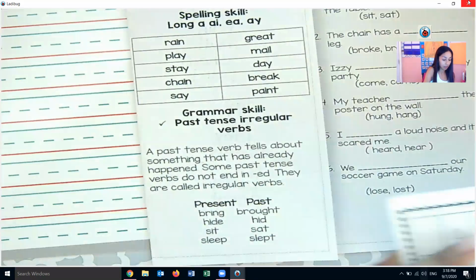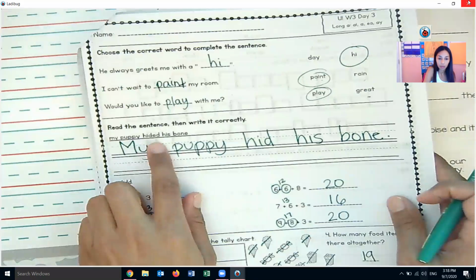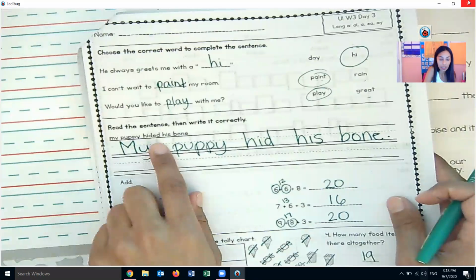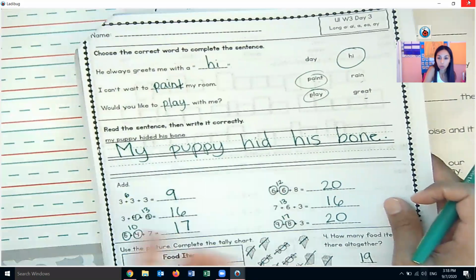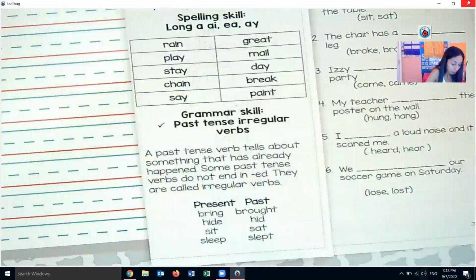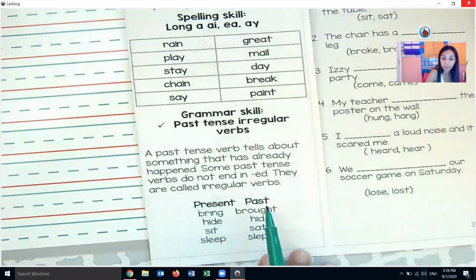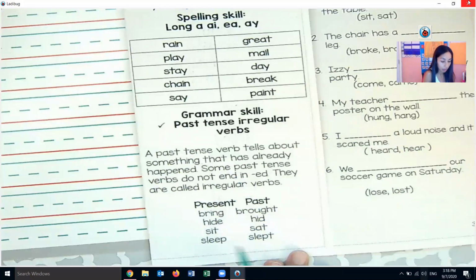Where we had the puppy hided. We usually use that ed to make it past tense, but sometimes it's irregular and it's just hid. We already know that means it already happened. So these are called irregular verbs when they don't follow that just-add-ed pattern. So present is bring. Brought means it already happened. Hide, it's happening now. Hid, already happened. Sit, right now. Sat, already happened. Sleep, right now. And slept means it already happened.